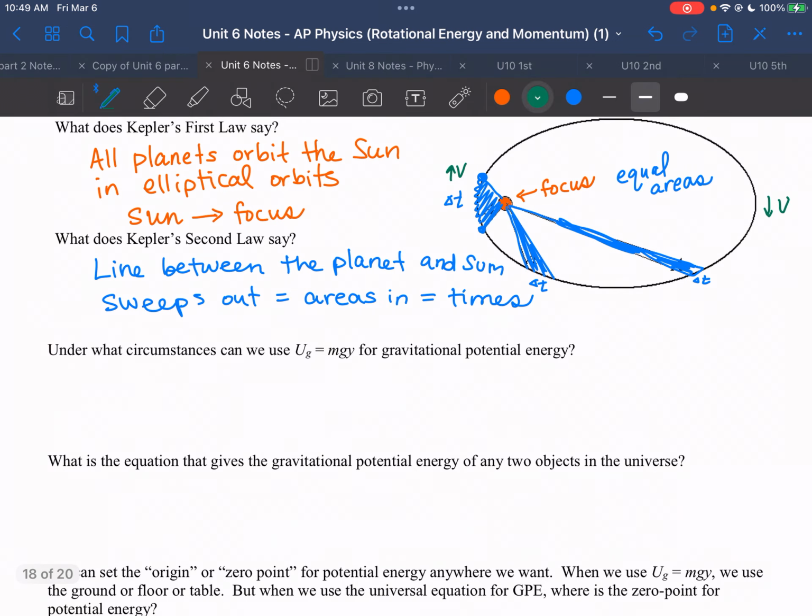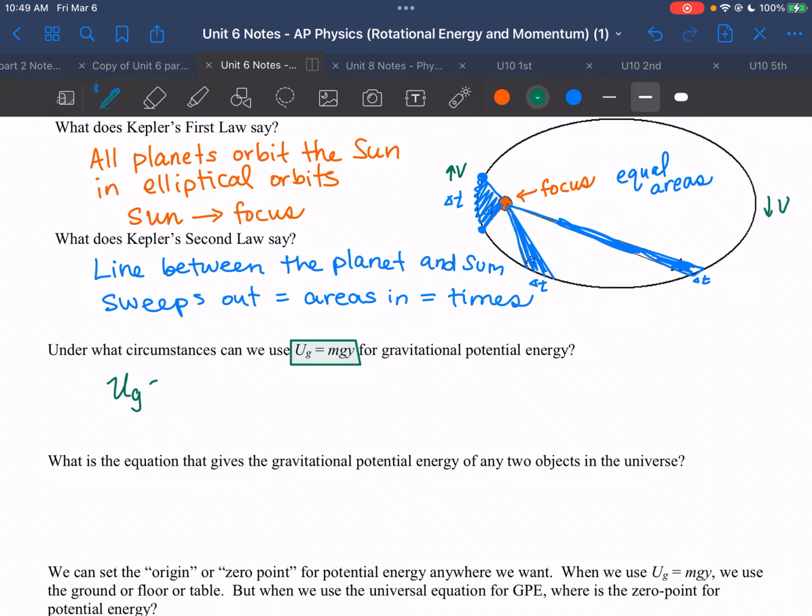The next thing that we have is talking about potential energy. We're going to talk more about potential energy with this ellipse in a second. But looking at potential energy, our original equation for potential energy is this. UG is equal to mgh, or you can also say mg delta y or mgy. But it's the mass times the gravitational field strength times the height, or the change in that y direction.